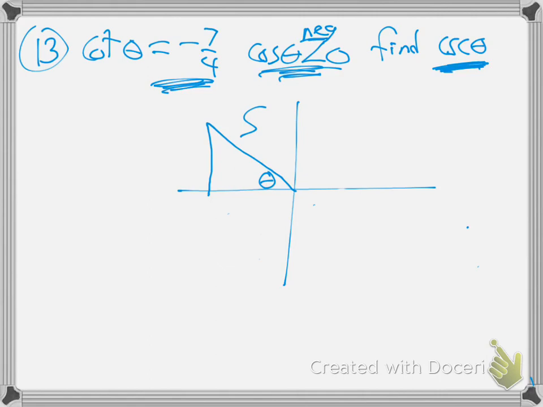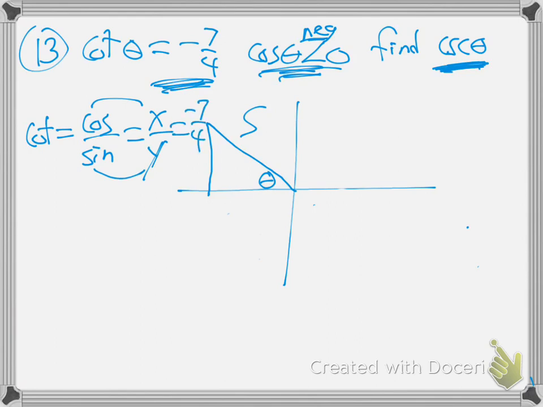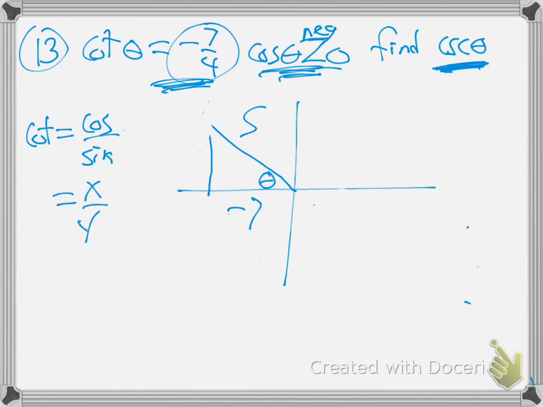How do you do cotan? Well, let's remember, cotan is cosine over sine. It's upside down a tangent, right? So it's x values over y values. Remember, cosine is x, sine is y, and it's minus 7/4. It says right there. So the x must be minus 7, the y is 4.